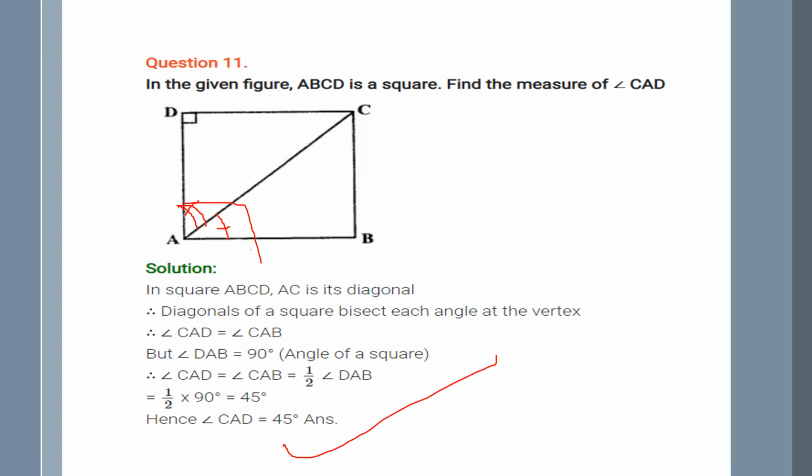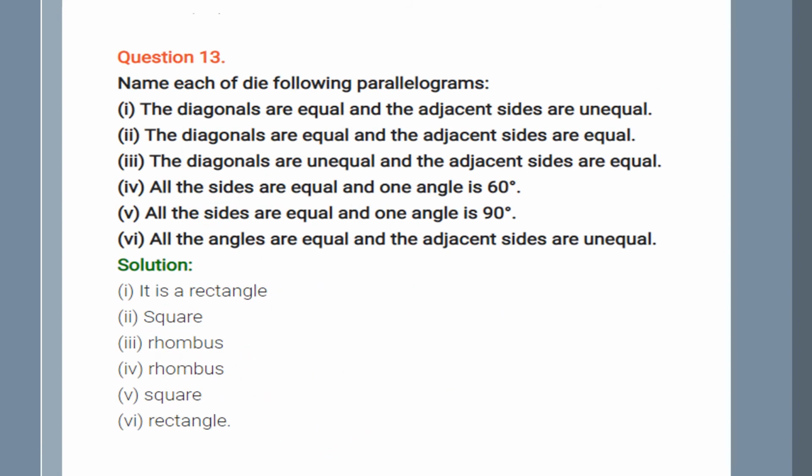Clear? Next question, name each of the following parallelograms. The diagonals are equal and adjacent sides are unequal. Okay, diagonals are equal only. As you know very well the properties, in a rectangle only the diagonals are equal and opposite sides are equal, not the adjacent. So it will be a rectangle. The diagonals are equal and adjacent sides are also equal. It will be a square, because in a square diagonals and adjacent sides both are equal.